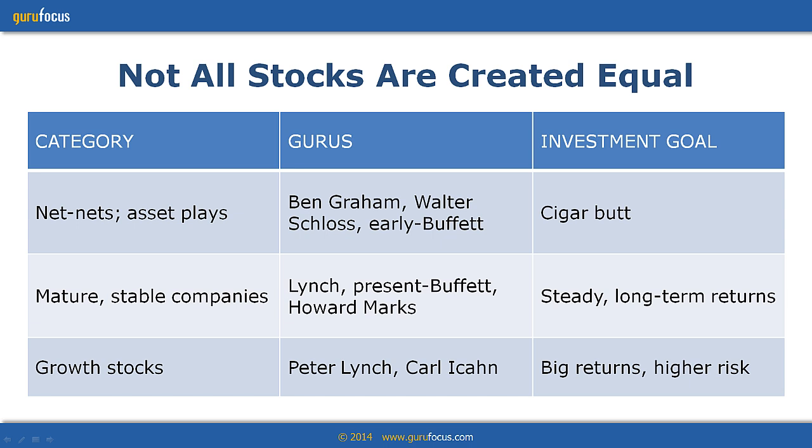Second group is the more mature, stable companies, right? This is what most of us are probably used to. This is your IBMs and your Exxon Mobils and your Procter and Gambles and the quote-unquote boring stocks. But with these, you're looking for more steady, long-term returns, okay? And obviously, all that is dependent upon the price you pay. And Lynch did a lot of these. Buffett, this is really what he does today, largely because of the size of capital he's managing. Howard Marks big on these. Early Buffett was more the Ben Graham school, the nets and the deep discounts.